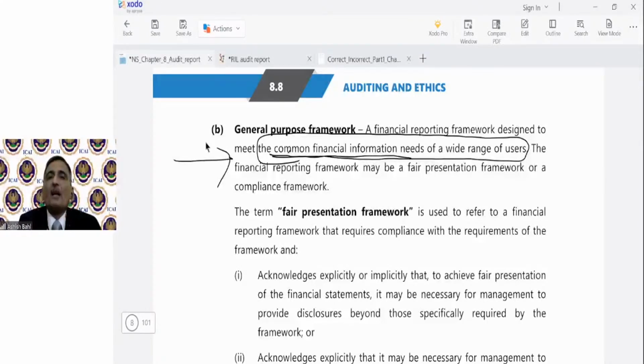Clear है? जनरल पर्पस फाइनेंशियल स्टेटमेंट्स का मतलब है वो फाइनेंशियल स्टेटमेंट्स जो कि जनरल पर्पस फ्रेमवर्क के हिसाब से बनती हैं. एंड जनरल पर्पस फ्रेमवर्क मींस a financial reporting framework which meets the common financial information needs of a wide range of users. This is the key phrase which you have to learn. Common financial information needs of a wide range of users.